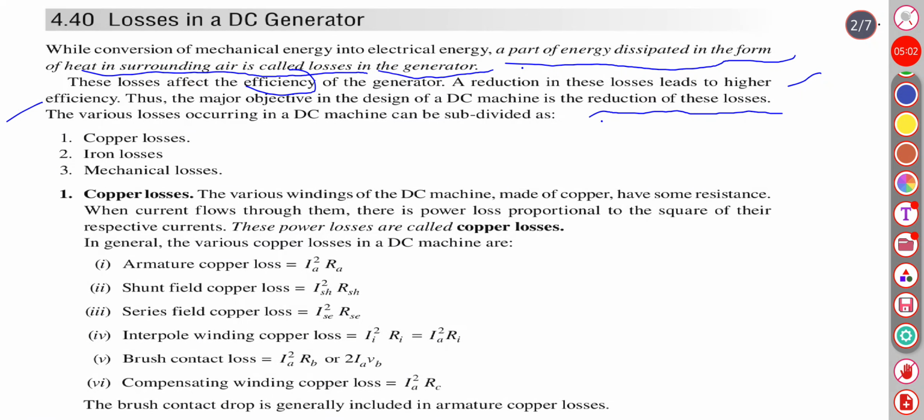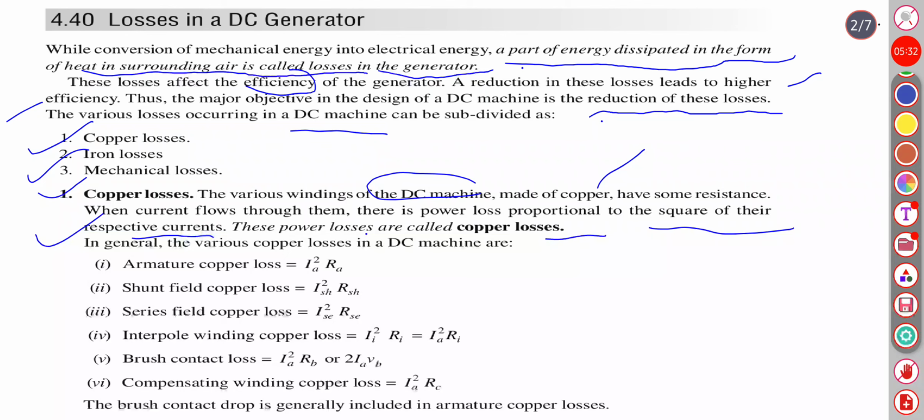Various losses occurring in a DC machine can be divided into copper losses, iron losses, and mechanical losses. In copper losses, the various windings of DC machines are made of copper and have some resistance. When current flows through them, there is power loss proportional to the square of their respective current. These power losses are called the copper losses.